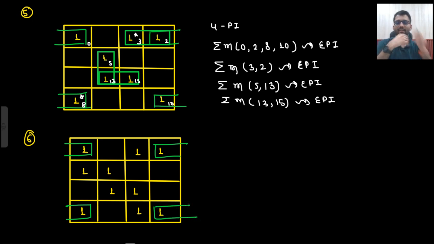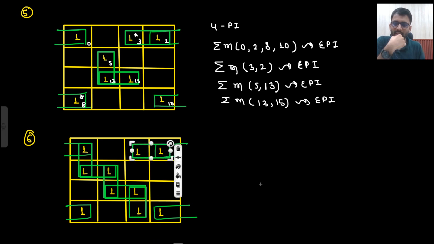Do I see another quad? No. So 1, 2, 3, 4, 5, 6, 7 and 8. So 8 prime implicants I can see. All the pairs I need to make, all the pairs. So 8 prime implicants are there. Wait a second. 8, not 8. There you go.